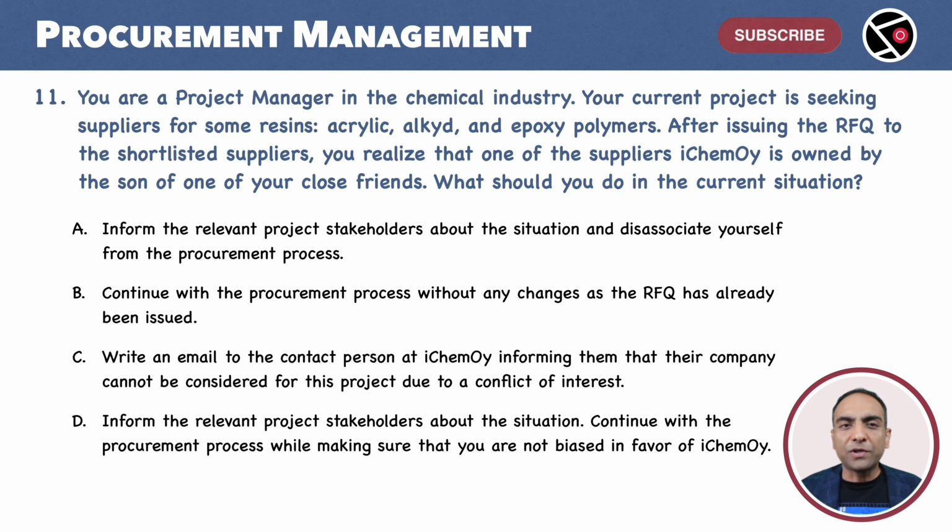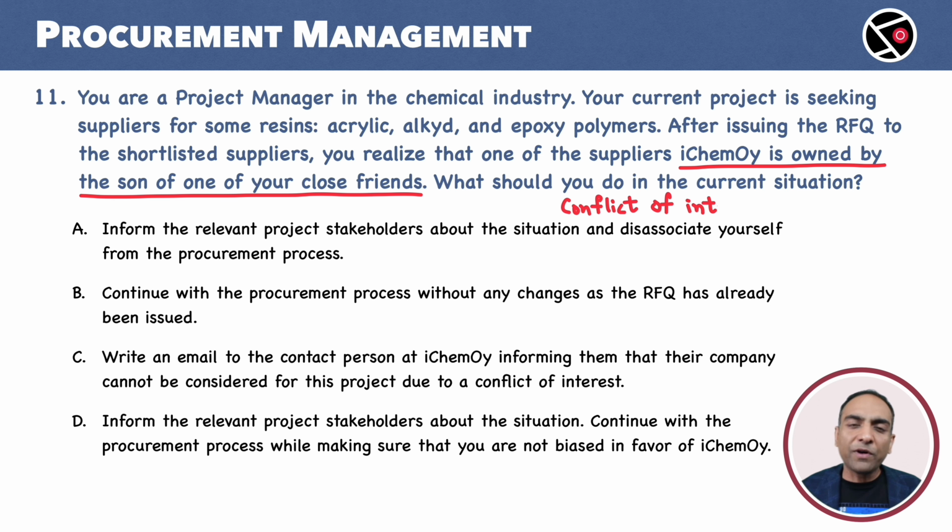You are a project manager in the chemical industry. Your current project is seeking suppliers for some resins. After issuing the RFQ to the shortlisted suppliers, you realize that one of the suppliers, IChemOY, is owned by the son of one of your close friends. What should you do in the current situation? You are in a tough spot. Is this a conflict of interest situation? Yes, it definitely is. Let's look at the options.